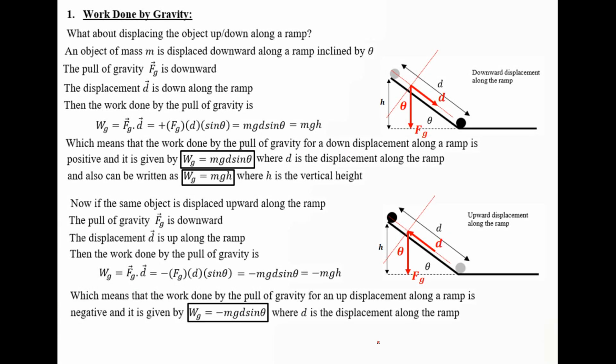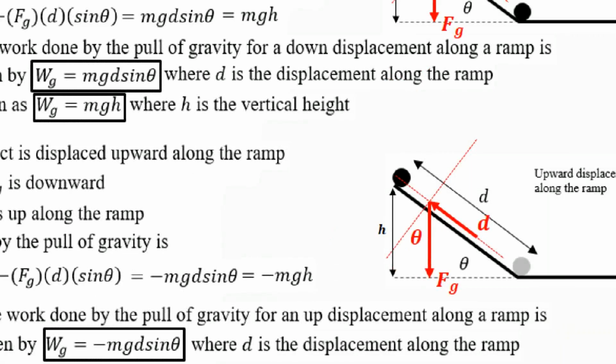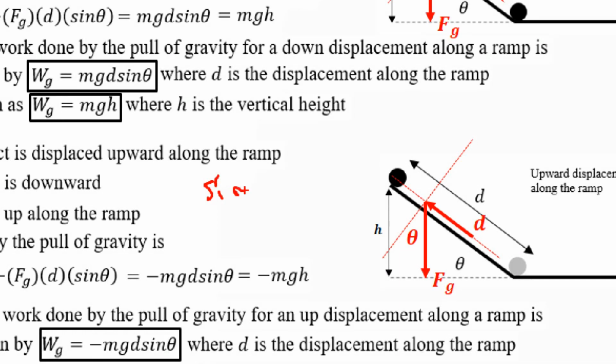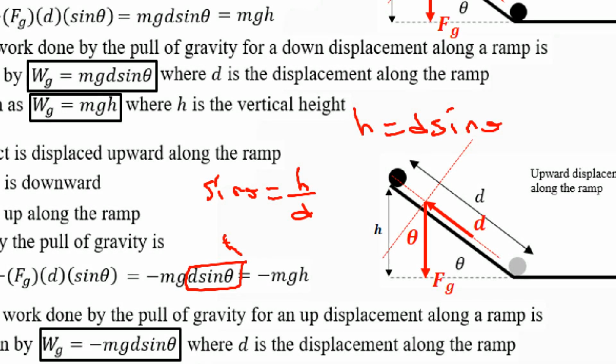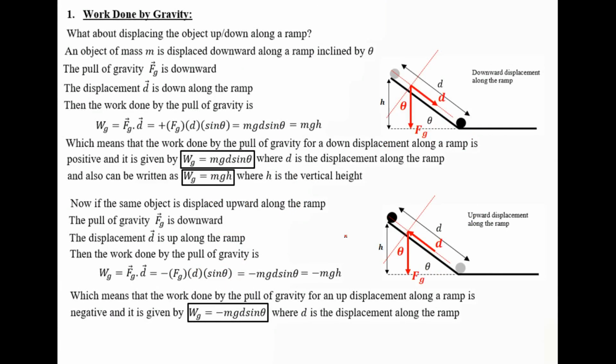If h is the vertical height, using the same trigonometry of the triangle, sine theta would be h over d, which means that h is d sine theta, and this can be replaced by h. It can also be written as minus mgh, where h is the vertical height.